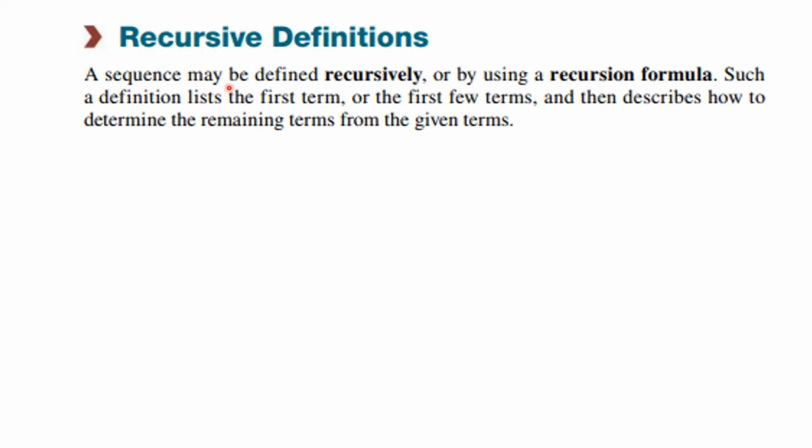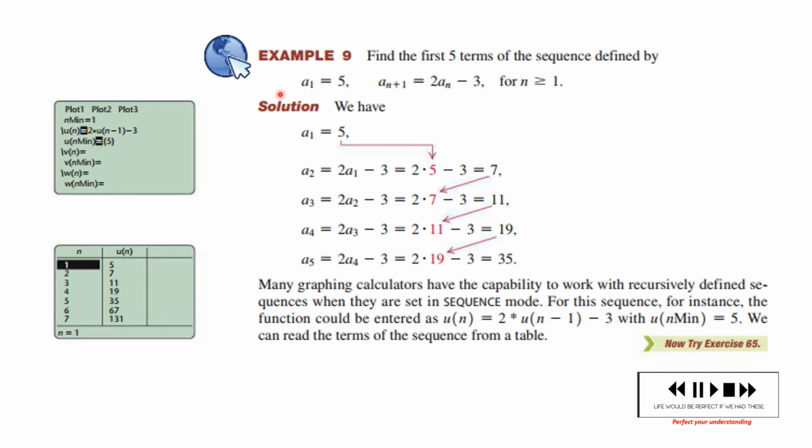The last topic is recursive definitions. A sequence may be defined recursively or by using a recursion formula. Such a definition lists the first term or the first few terms and then describes how to determine the remaining terms from the given terms. An example is worth 1,000 words. So let's look at this example.